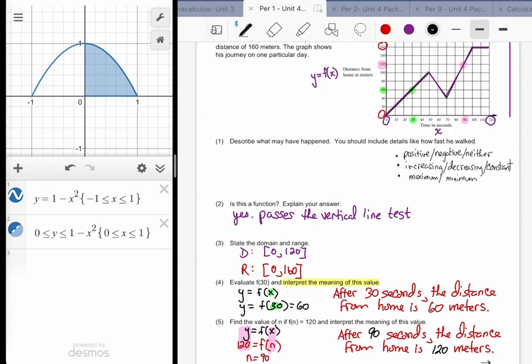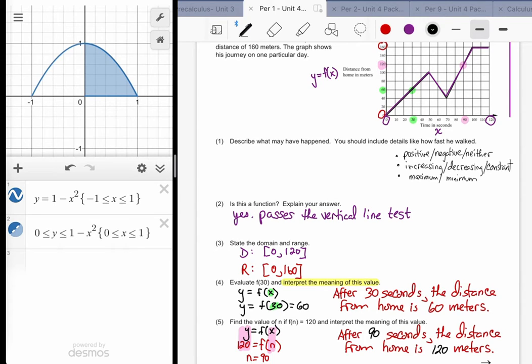So describe what may have happened. We're talking about the 3 ingredients: positive, negative, neither, increasing, decreasing, constant, maximum, minimum. Now, we talked about positive, negative yesterday in the sense that it really doesn't factor into our explanation. Because positive means above the x-axis, negative means below the x-axis. Well, the whole thing's above the x-axis, so I'm not really worried about that. So we could actually kind of disregard that.